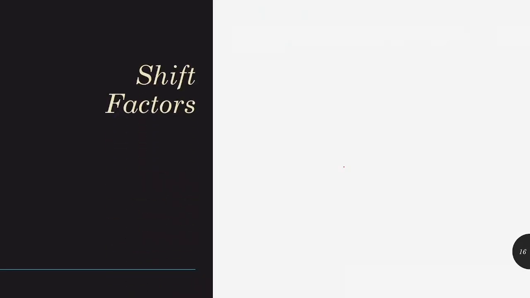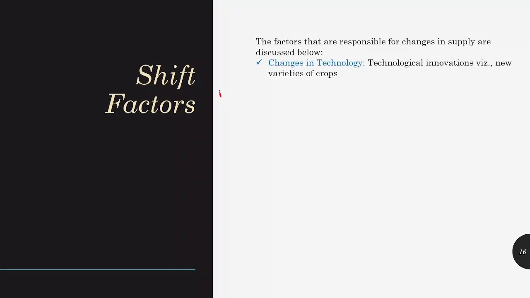so shift factors. What are the factors causing shift? As we know, shift is caused by all the other factors except price. So shift factors are the factors responsible for shift in your supply. The first one is change in technology. Now suppose there's a technological innovation, new varieties of crop have been introduced in the market. So what will happen is the quantity produced will increase, the crop yield will increase. So there will be an increase in supply in the market.